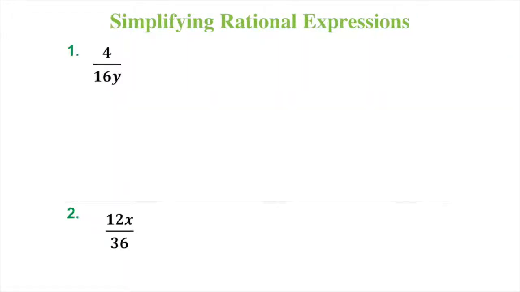Now I want you to try these two. Basically, you want to look for anything that's common factors on top and bottom, pull those off to the side, and then start crossing off top and bottom. So go ahead and push pause now. And when you're ready, come on back and check your answer.